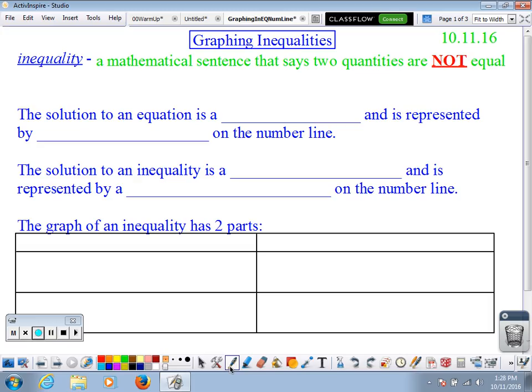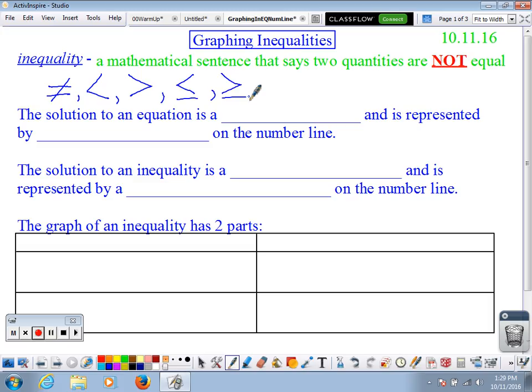Is less than. Okay? Can you give me another one? Okay. Is not equal to. Is greater than. Less than or equal to. Is greater than or equal to.